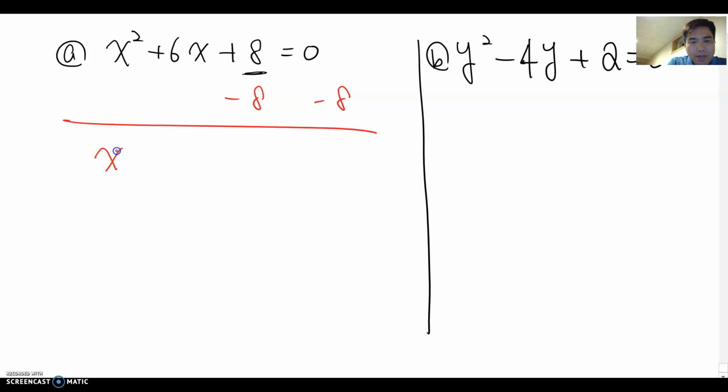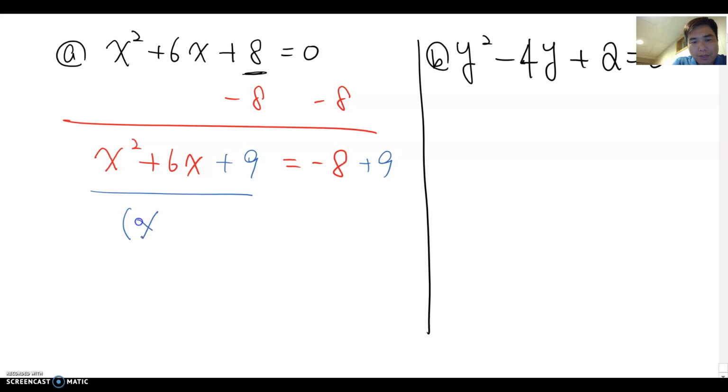Now the left side has only the x squared term and the x term, and the right side has just the constant negative 8. Now we can follow the property. What is half of 6? Yes, 3. Now what's 3 squared? 9. So you add 9 to both sides. Therefore, if you factor, this becomes (x plus 3) squared equals negative 8 plus 9, so it becomes 1. Now you square root both sides.